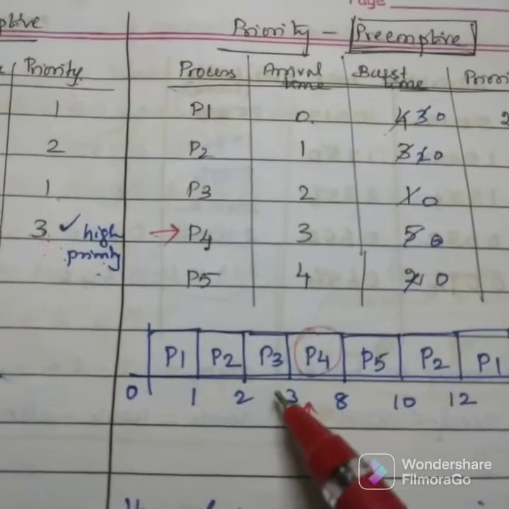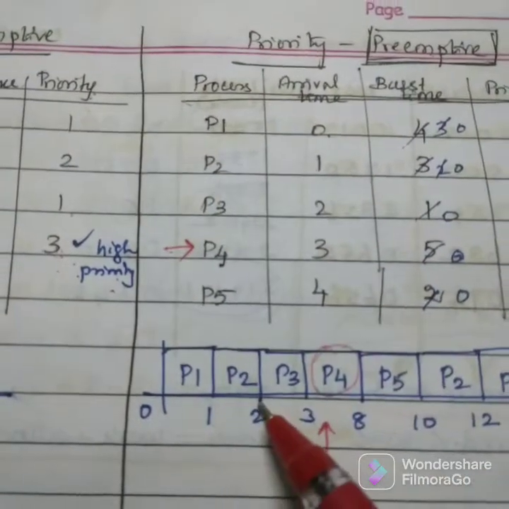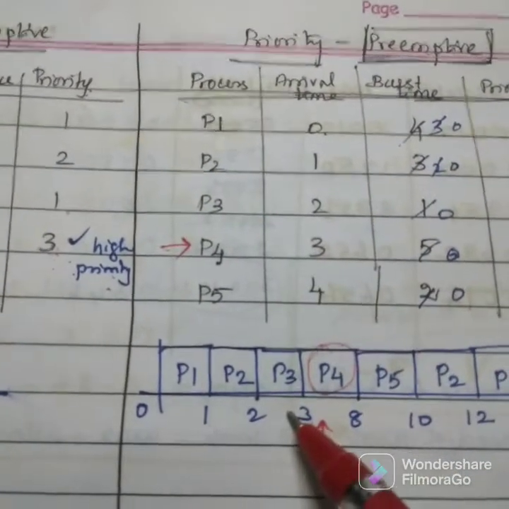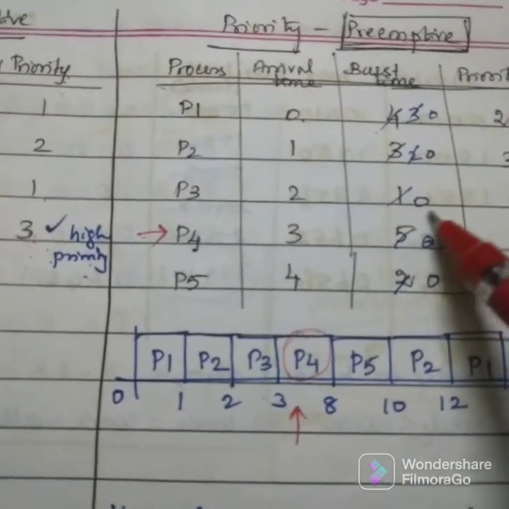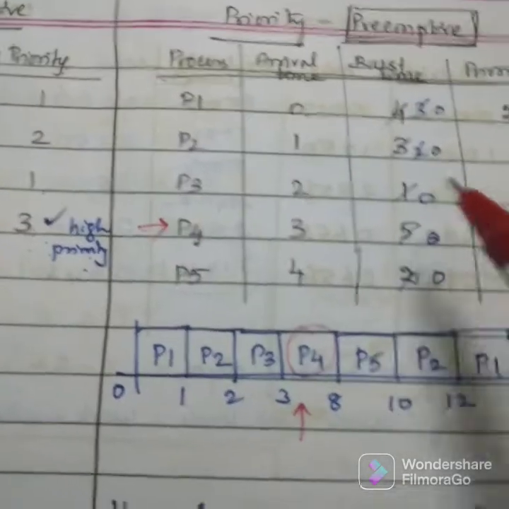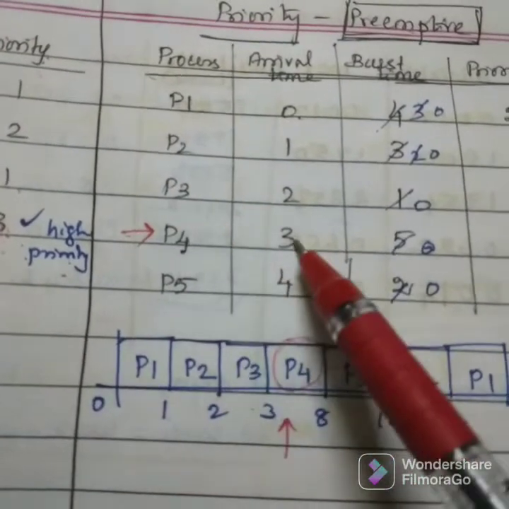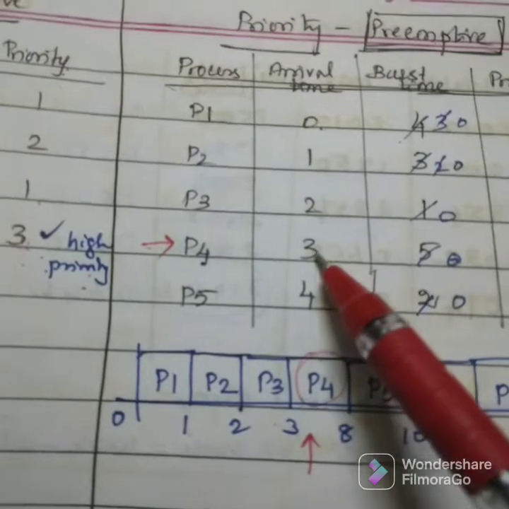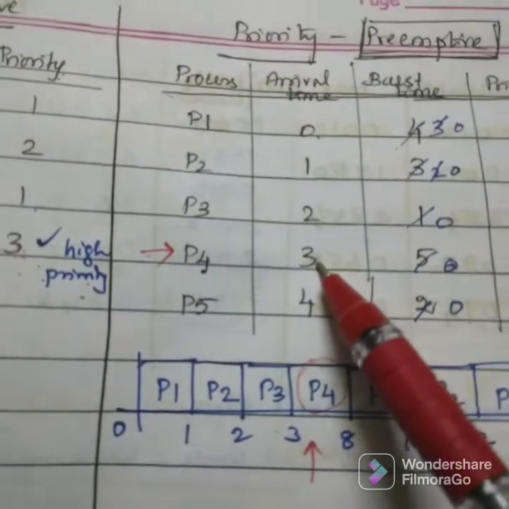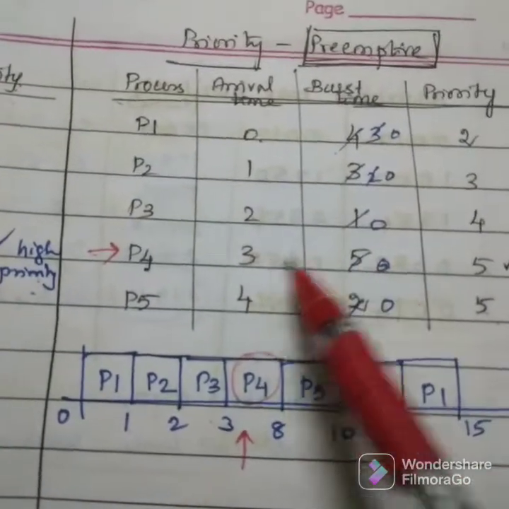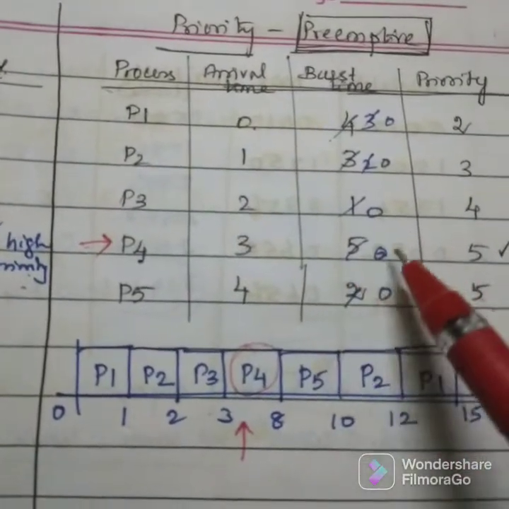Then from 1 to 2, P2 will be executed. Then 2 to 3, P3 will be executed once. So we are striking it off. It becomes 2, and striking it, it becomes 0. This P3 is over. Now the highest priority process P4 is coming. From 3 till 5, that is 3 plus 5, 8, it will be occupying the resource. So the entire thing will be over.